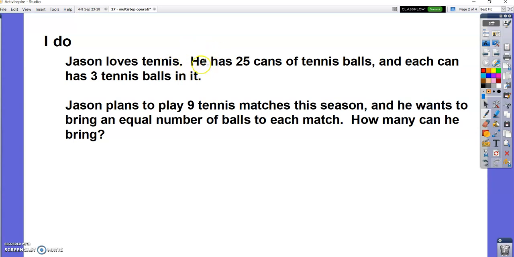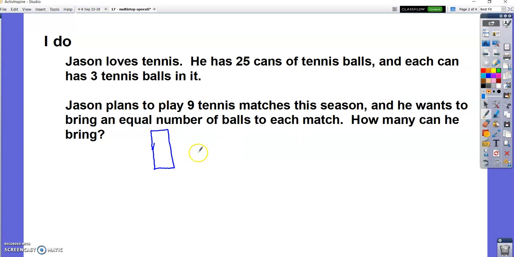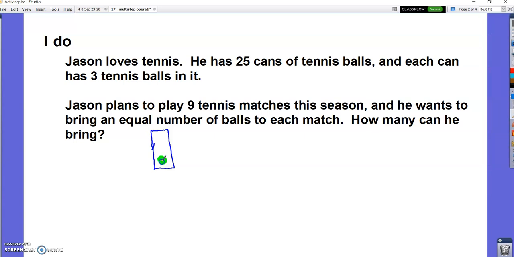what I've got. So here I say, Jason loves tennis. He has 25 cans of tennis balls, and each can of tennis balls has 3 balls in it. So off the bat, if I want to just visualize that, even if I just do it once and say, okay, he's got these cans of tennis balls, and each one has 3 tennis balls in it. Okay, this is kind of like what I'm starting with.